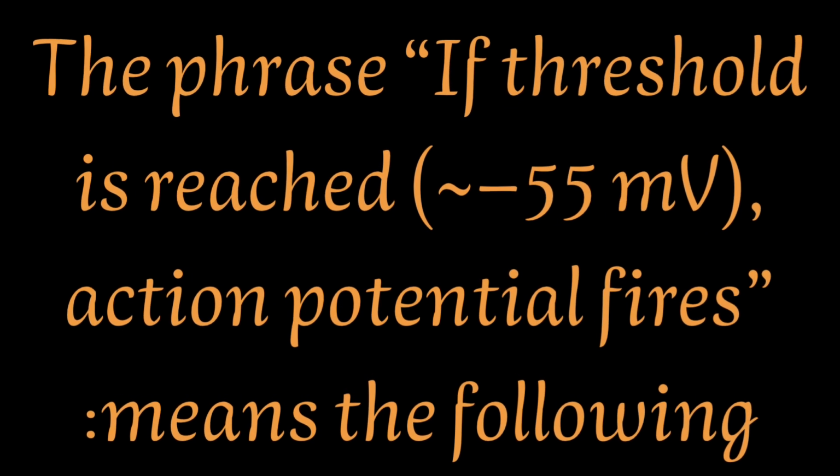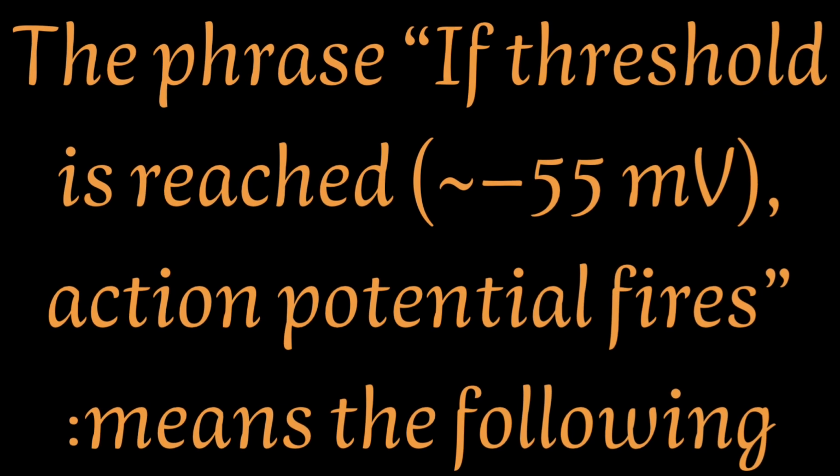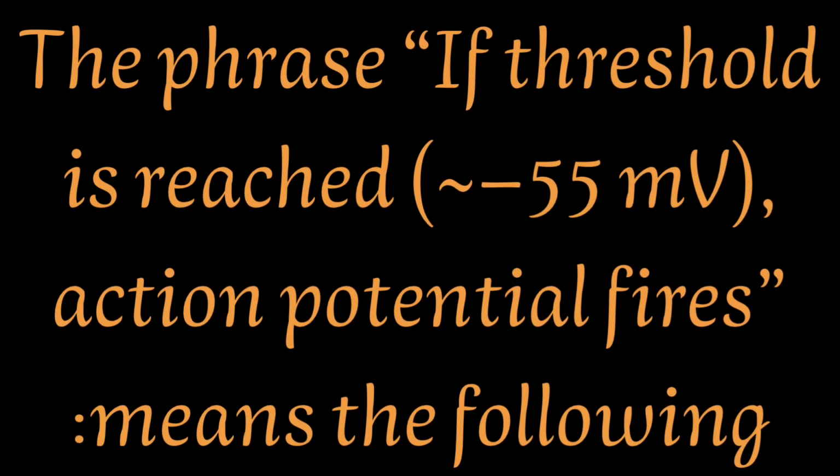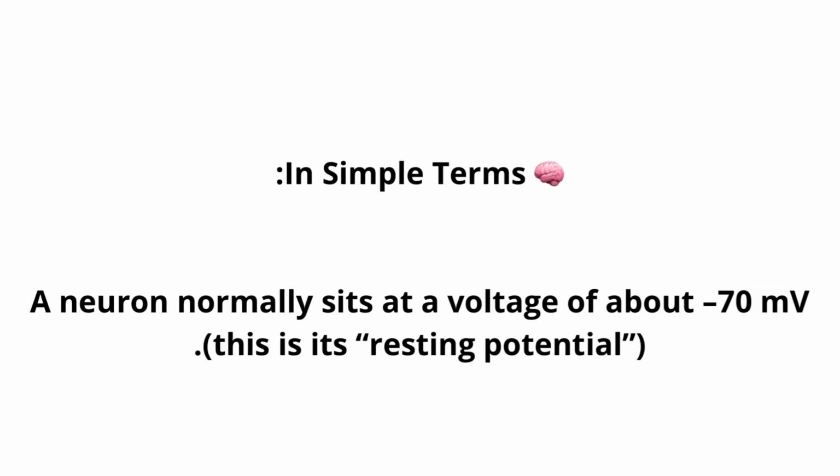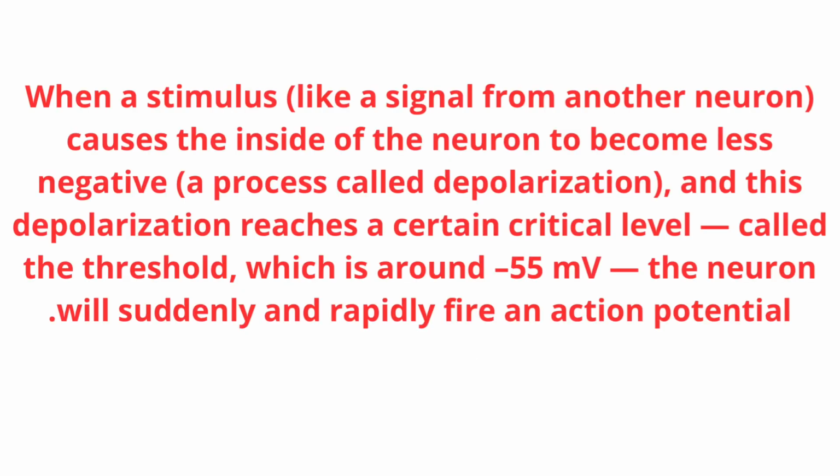The phrase, if threshold is reached, approximately -55 millivolts, action potential fires, means the following, in simple terms. A neuron normally sits at a voltage of about -70 millivolts. This is its resting potential. When a stimulus, like a signal from another neuron, causes the inside of the neuron to become less negative, a process called depolarization, and this depolarization reaches a certain critical level, called the threshold, which is around -55 millivolts, the neuron will suddenly and rapidly fire an action potential.